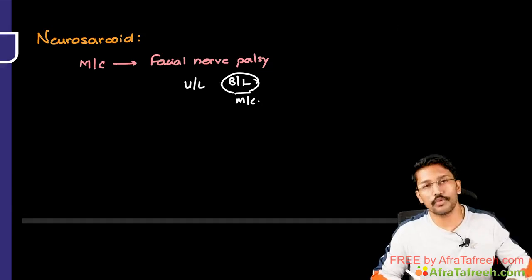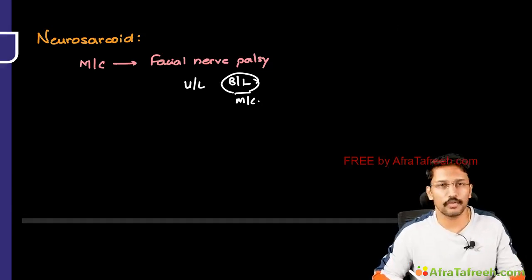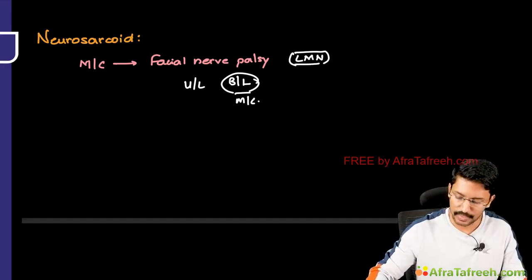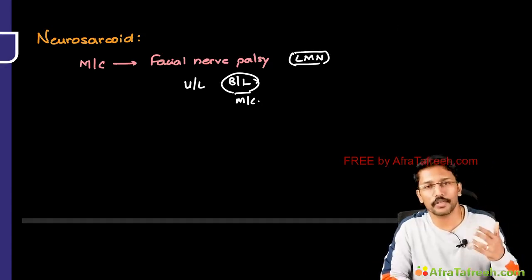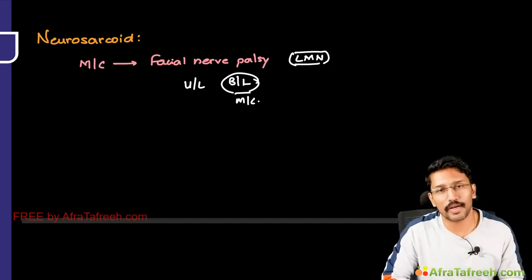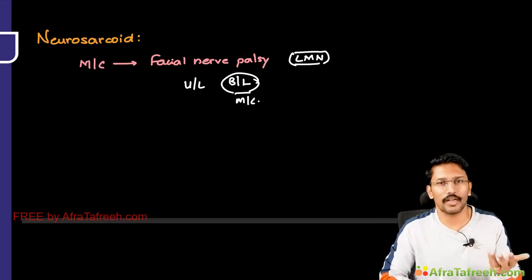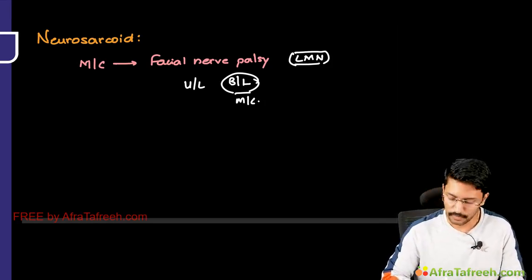And whether it is going to be LMN type or UMN type, let me tell you, it is going to be LMN type. Now tell me what could be the potential reason. LMN type, because most often the facial nerve gets compressed by the granulomatous lesions in the parotid gland or adjacent structures, and in that case obviously it is going to be the LMN type of facial palsy.